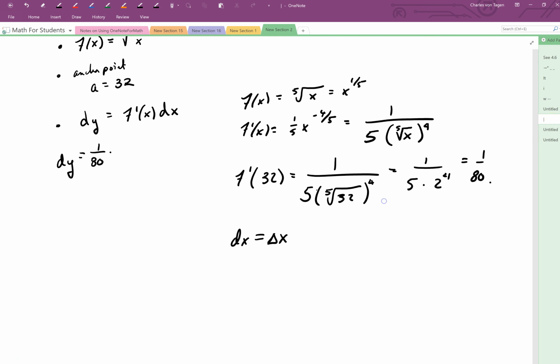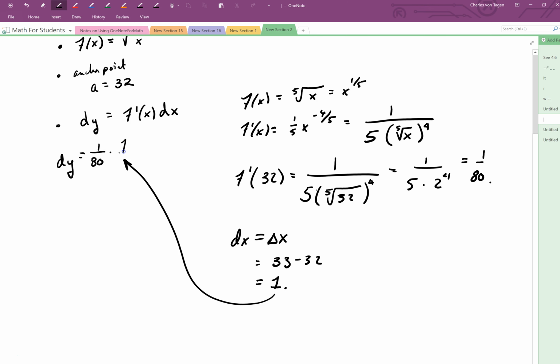Okay. So delta x is the change in the x values. Well, we ended up at the x value of 33, and we started off at the x value of 32. So our delta x in this case is 1. So this is what we're going to multiply f prime of x by. So we get that differential y is equal to 1 over 80.